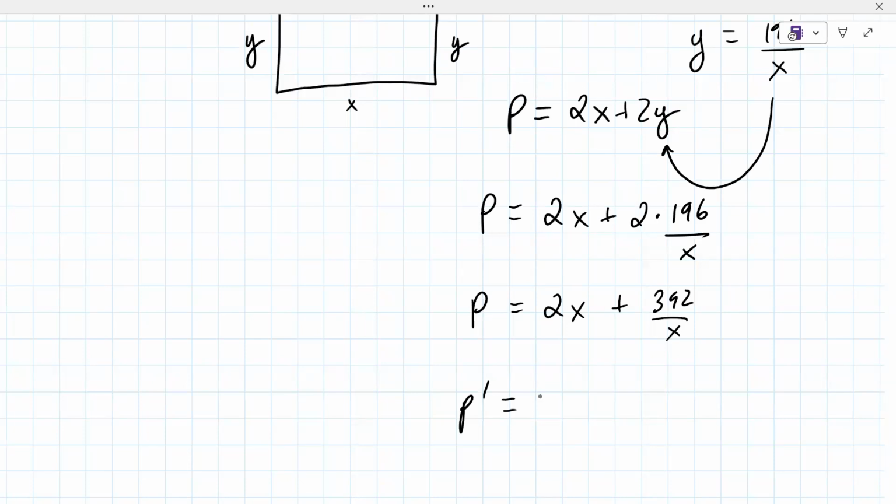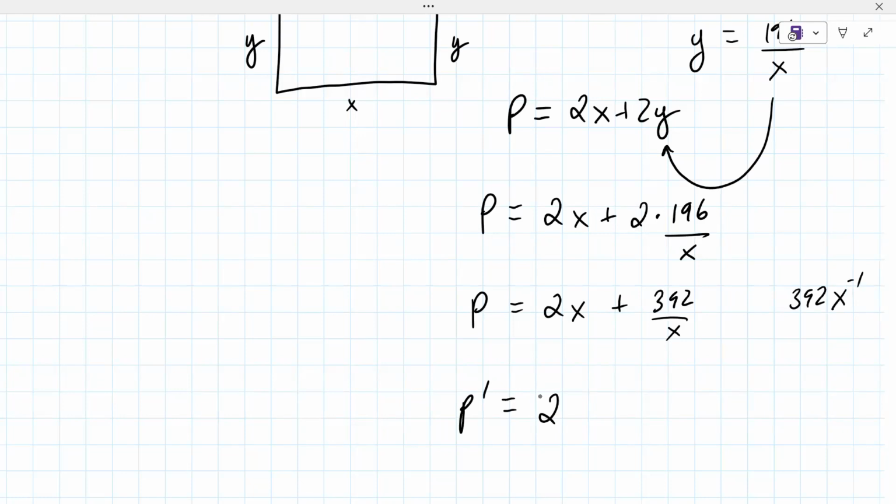Would it be 2 plus 392x to the -1 or -2? So the rewrite here is 392x to the -1. What does the power rule tell you in that case?